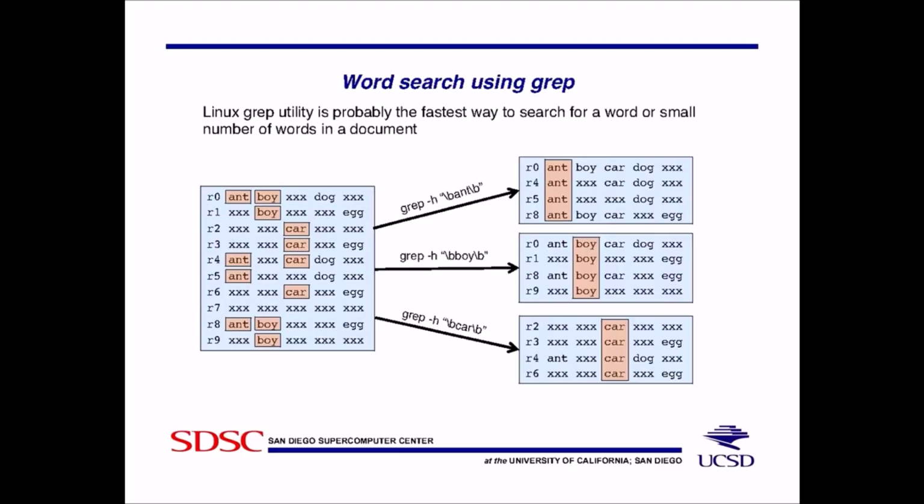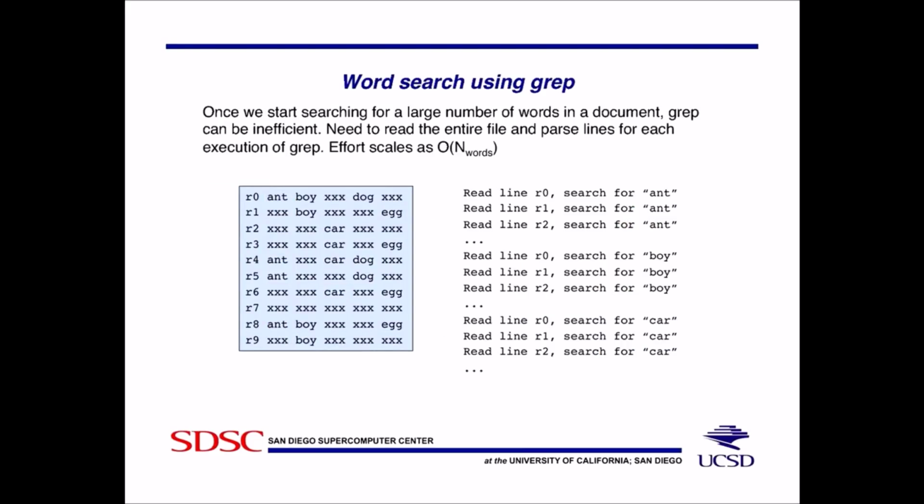And what I want to do is process this file, and I want to write out new files that contain all of the records that contain a given word. So, for example, I want to find all of the records that contain the word ant. So I could execute a grep. I could search for ant bounded by white space, and then I'll get these 4 lines: R0, R4, R5, and R8 that all contain the word ant.